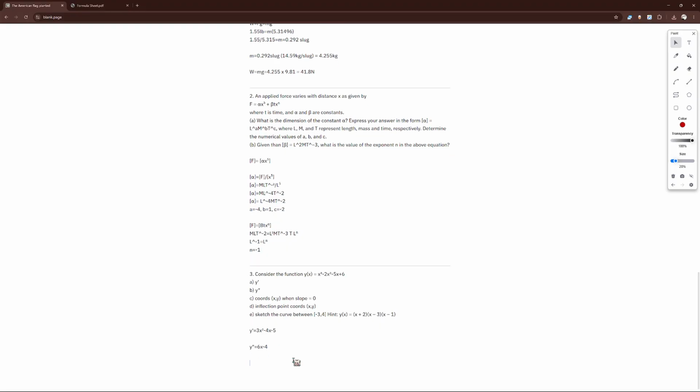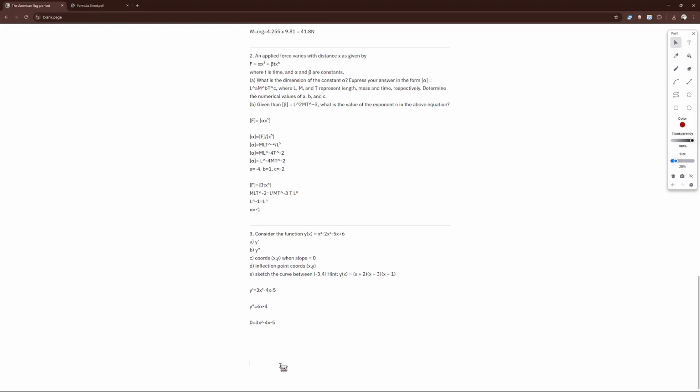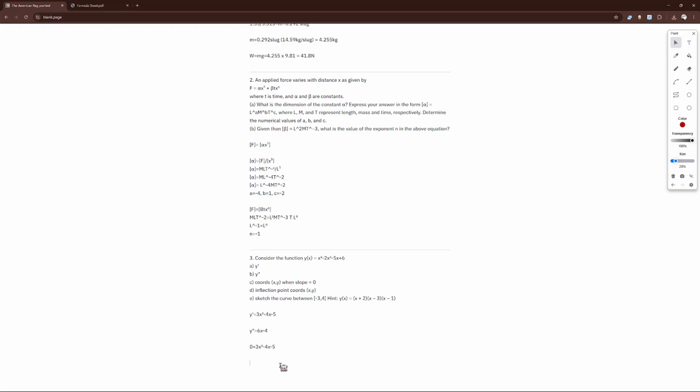Really easy. So C is asking for when the slope is equal to 0 and the coordinates x, y for when the slope is equal to 0. So again, high school calculus, slope equals 0. Basically, the first derivative is equal to 0. So 0 is equal to 3x squared minus 4x minus 5. And this is a quadratic. You can solve this however you want. If you want to write the quadratic formula out, you can. Personally, I would just use my calculator. So I'm going to do that.